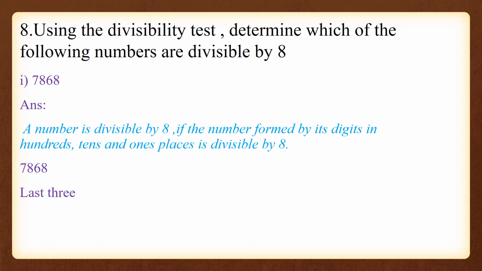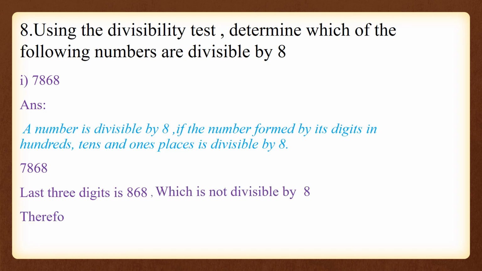868. So the last three digits are 868, which is not divisible by 8. Therefore, 7,868 is not divisible by 8.